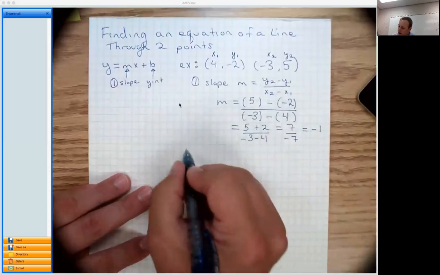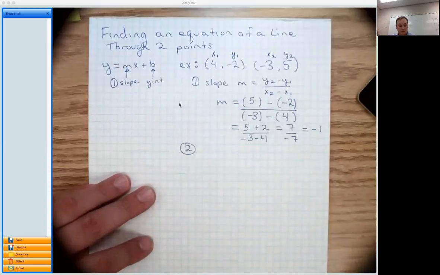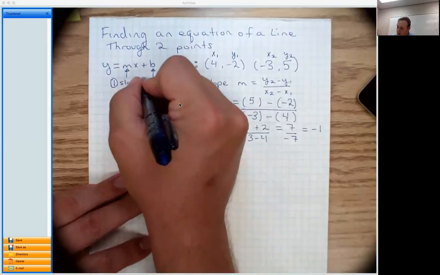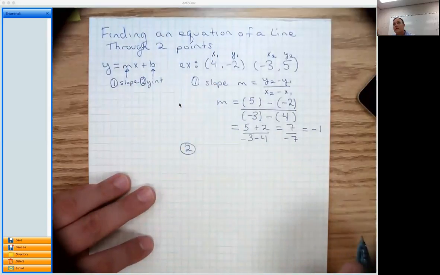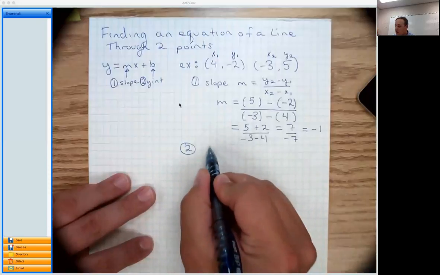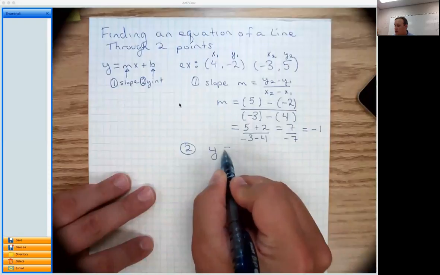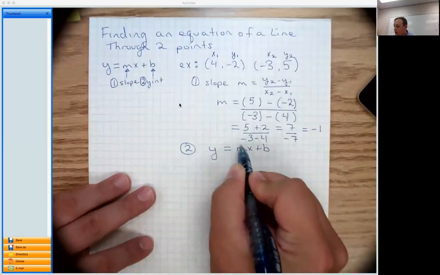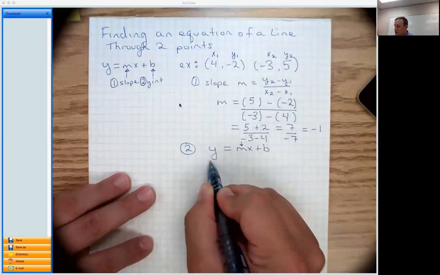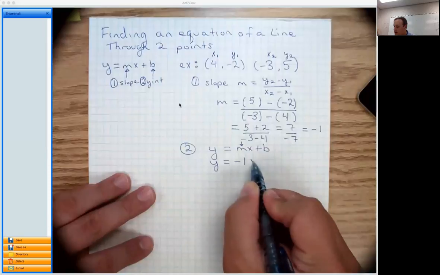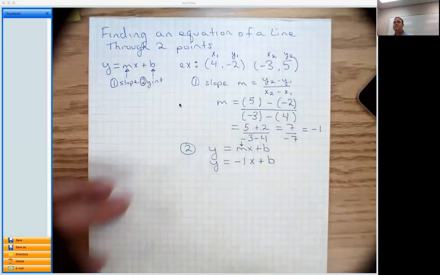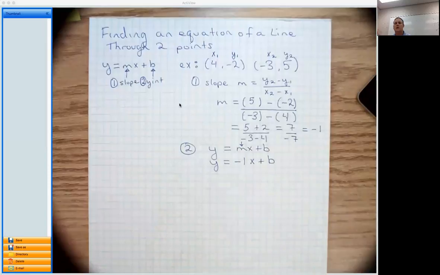All right, now, second thing I got to do is find my y-intercept. So what I know right now from y equals mx plus b, I know my slope. So I know that's going to be negative 1x plus b. And when I do this, this is the step where people get lost. A lot of people can give me my slope, but here is where a lot of confusion happens.